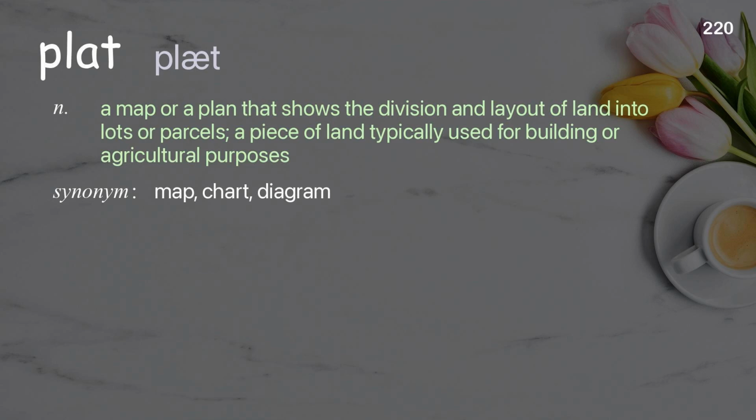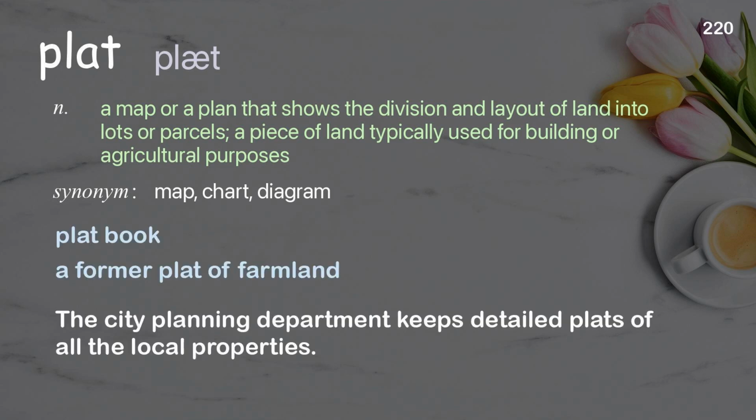Plat. A map or a plan that shows the division and layout of land into lots or parcels, a piece of land typically used for building or agricultural purposes. Examples: Plat book, a former plat of farmland. The city planning department keeps detailed plats of all the local properties.